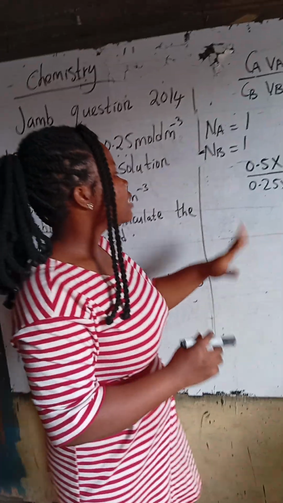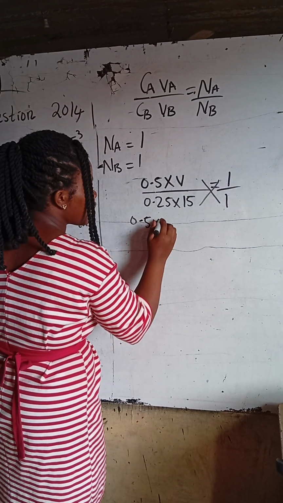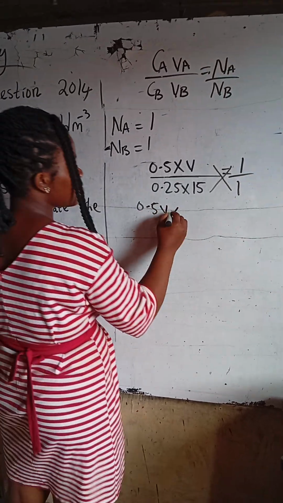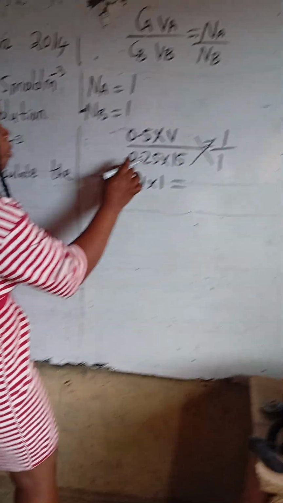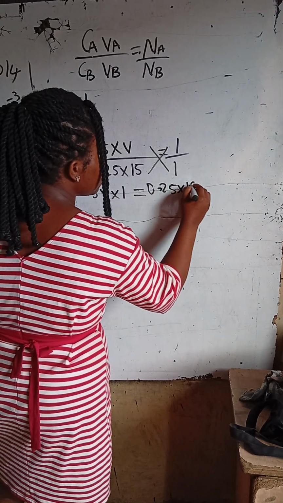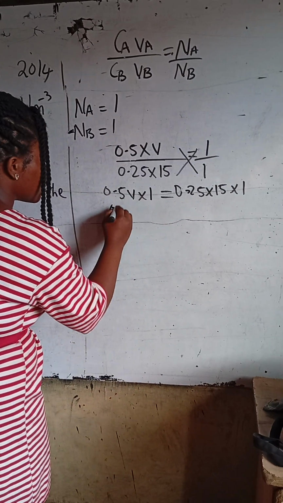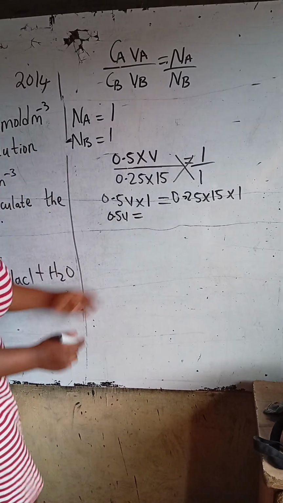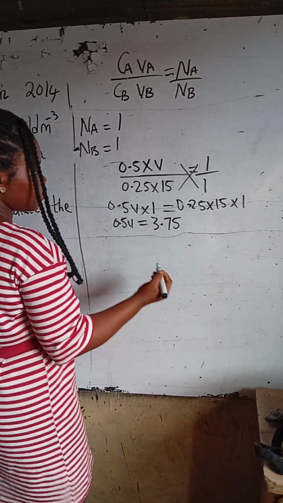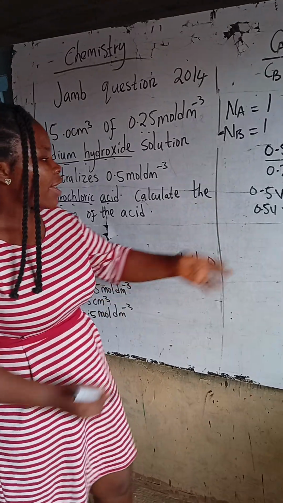So since we are having the same value, we can have this to be 0.5 times V gives us 0.5 V times our 1, which is also equal to 0.25 times 15 times our 1. So 0.5 V times 1 gives us 0.5 V, which is equal to 0.25 times 15, which gives us 3.75.